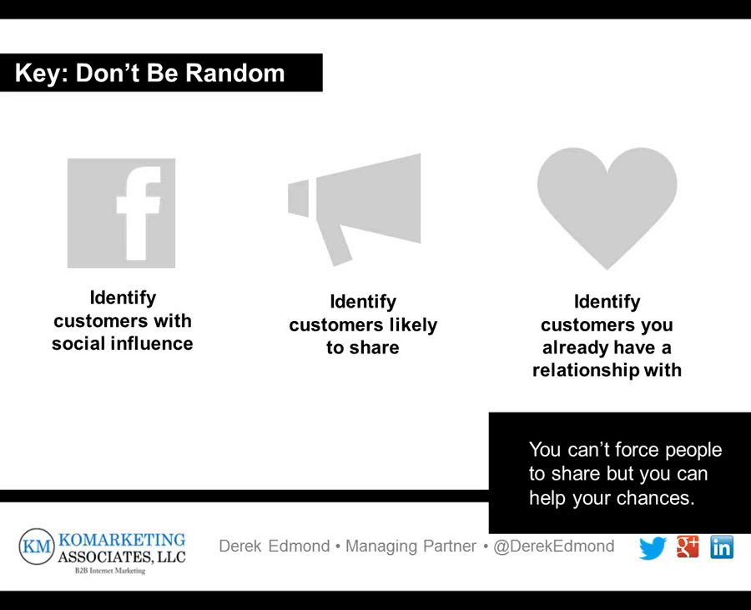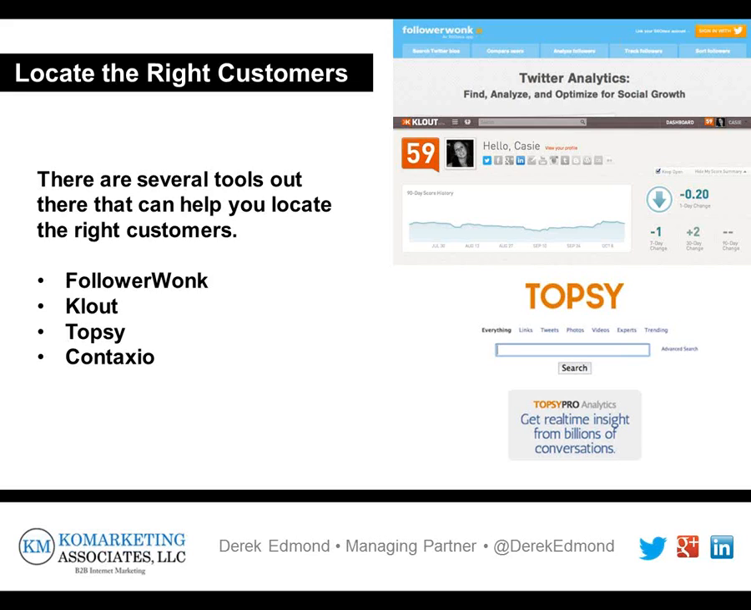I think the key here is you can't be random. What I mean by that is you have to identify customers based on social influence. If you want people to interact and help provide content ideas and build visibility for you, you need to do some research in terms of what their social influence is, what customers are likely to share, third-party or different vendor information, and ideally identify customers you already have a relationship with, because it's a much easier lead-in to building some sort of content marketing strategy.